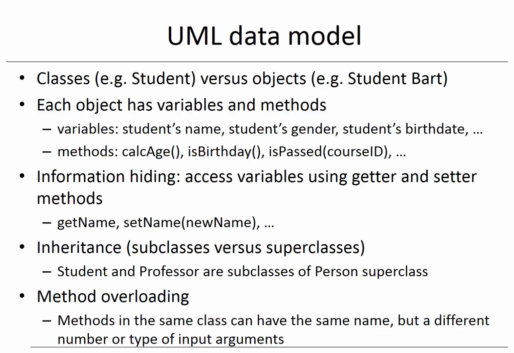Similar to the EER model, also inheritance is supported. A superclass can have one or more subclasses, which inherit both the variables and methods from the superclass. As an example, student and professor can be a subclass of the person superclass. In object orientation, method overloading is also supported. This implies that various methods in the same class can have the same name, but a different number or type of input arguments.